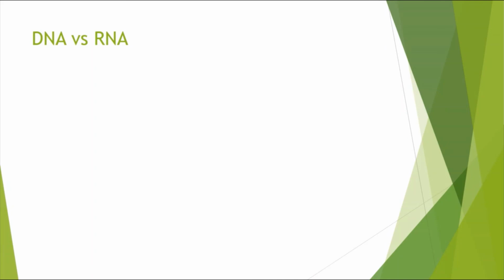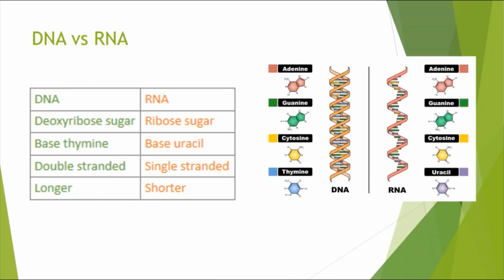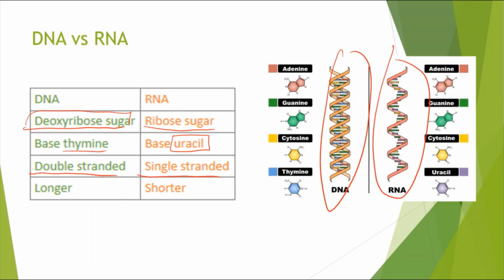There are a lot of exam questions that come up, and they just ask you about the differences between DNA and RNA. So here is a summary of them. DNA has deoxyribose sugar, whereas RNA has ribose sugar. DNA has the base thymine, whereas RNA has the base uracil. DNA is double-stranded, RNA is single-stranded, as you can see in that picture, and DNA is much longer than RNA. So RNA is shorter than DNA.